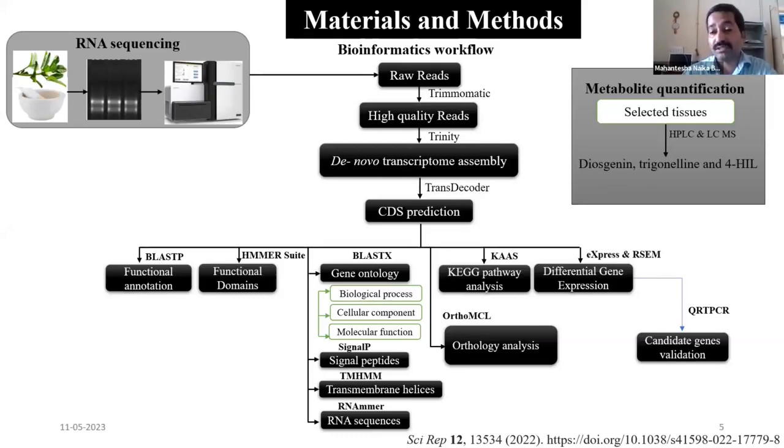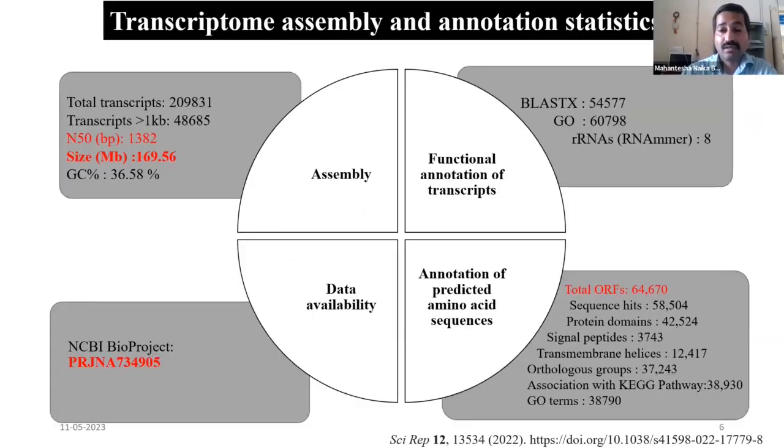So qRT-PCR was used, and the candidate genes were validated. And again, it was quite interesting to look into these metabolites and their abundance in terms of the tissues. So tissues were selected, and their secondary metabolites were quantified. So this is the brief about the total outcome of the assembly.